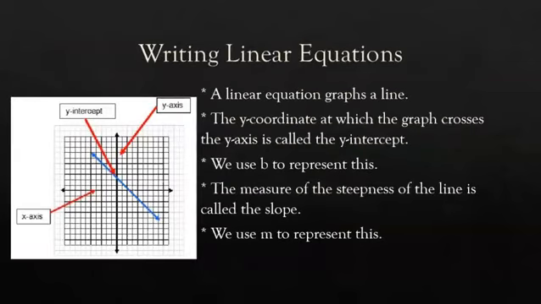A linear equation graphs a line. We look at the equation, and the y-coordinate at which the graph crosses the y-axis is called the y-intercept. So here in this picture, we have the linear equation, or the graph of a line, as blue. Where it crosses the y-axis, remember the y-axis is the one that's up and down, that is our y-intercept. We use a B to represent this. The measure of the steepness of the line is called the slope, and we use M to represent the slope.